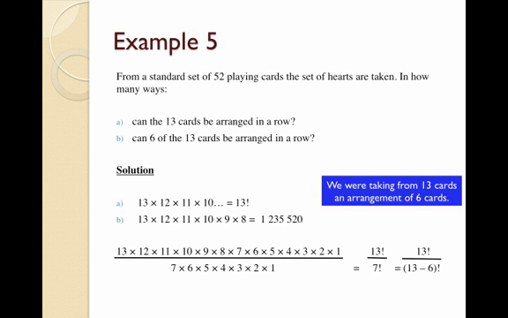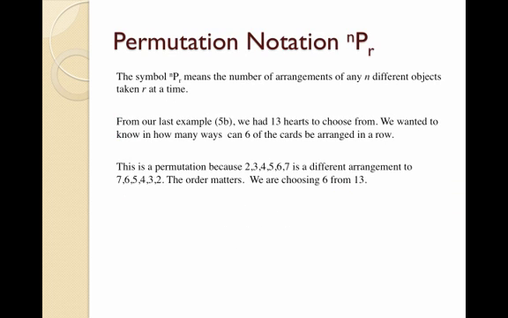We're starting to see a pattern. Let's look at permutation notation. The symbol nPr means from a number of n objects, take r at a time. From our last example, 5b, we had 13 hearts to choose from, that's our n, number of objects. We wanted them 6 at a time, and that's our r, so we get 13P6.